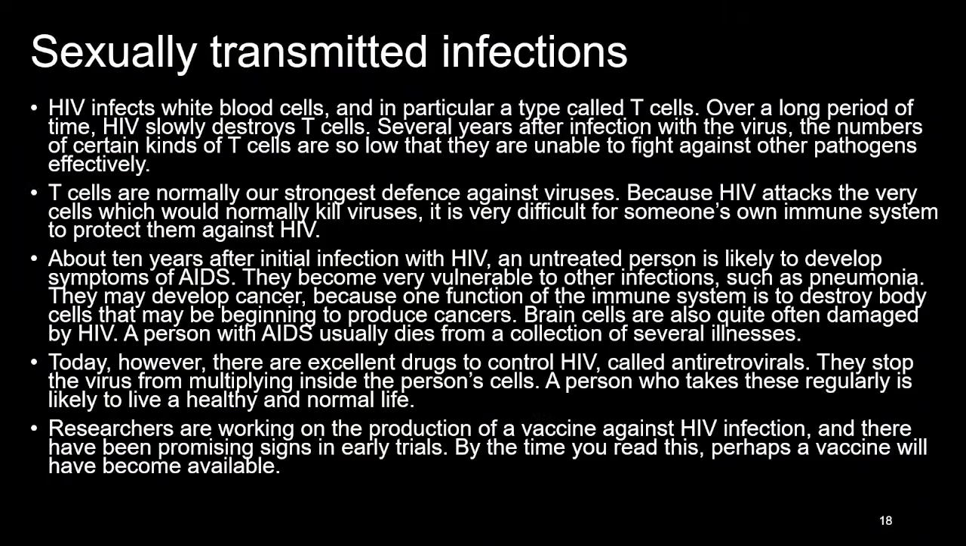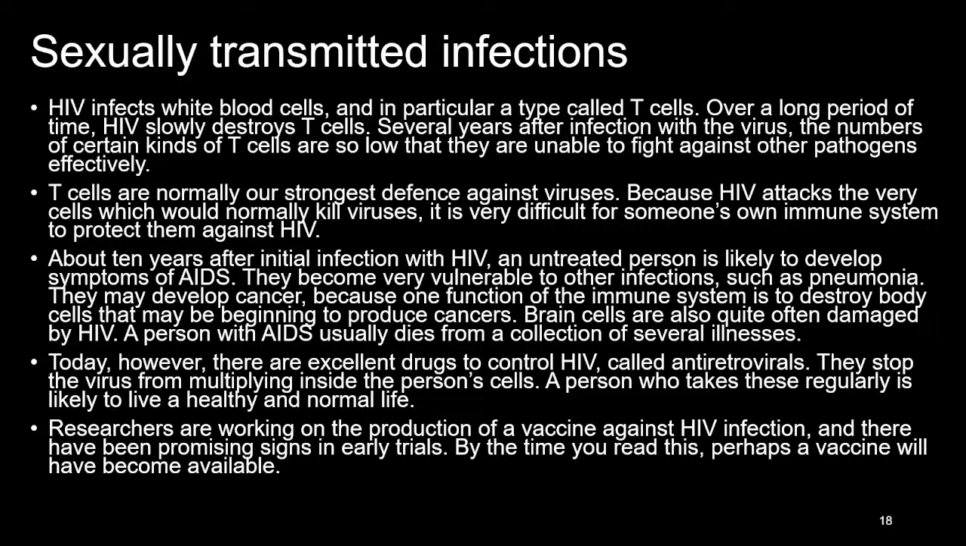So HIV infects the white blood cells, in particular a type of white blood cell called the T cell. T cells are normally our strongest defense against viruses. Over a long period of time, HIV destroys these T cells. Several years after infection with the virus, the number of certain kinds of T cells are so low that they are unable to fight other pathogens effectively.